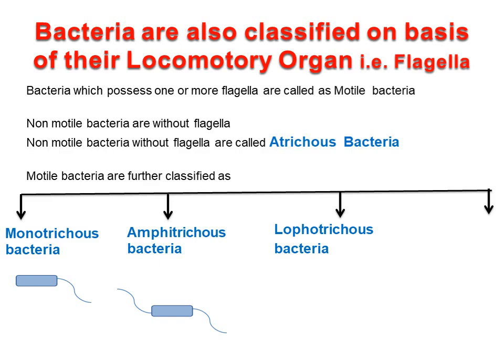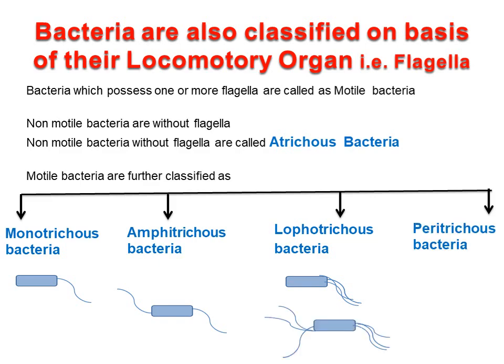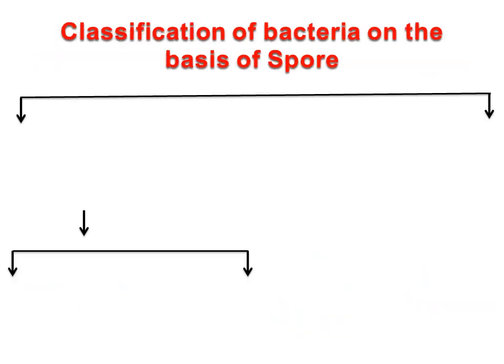Lophotrichous bacteria are bacteria having a bundle of flagella, or tufts of flagella, at one or both ends of the cell. Peritrichous bacteria are bacteria having flagella all over the cell surface.